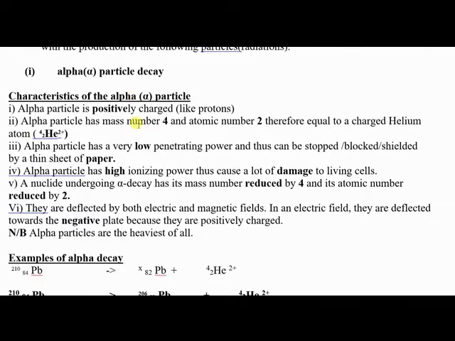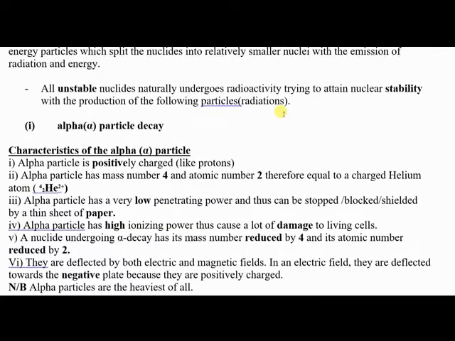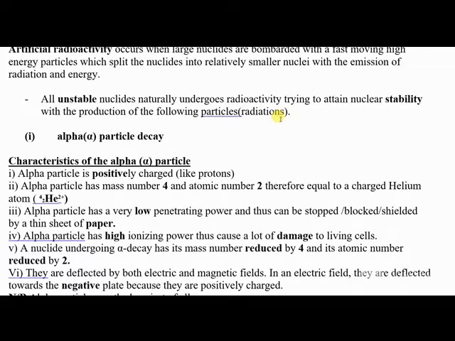Another thing that is very, very critical in this radioactivity topic is the particles that are emitted during disintegration. So here, all unstable nuclides naturally undergo radioactivity, trying to attain nuclear stability with the production of the following particles or radiations. When they are undergoing radioactivity, they give out radiations, and the first radiation is the alpha particle or alpha decay. This is the alpha decay.